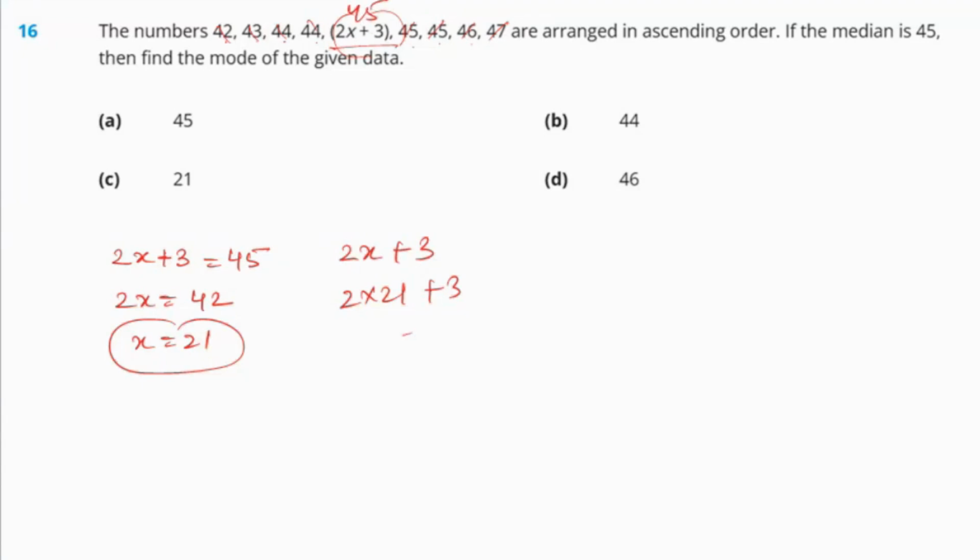So this term is 45. Now, since the question is asking about the mode, mode is the most frequently occurring value. So 44 occurs 2 times and 45 occurs 3 times. So that is why the mode needs to be what?